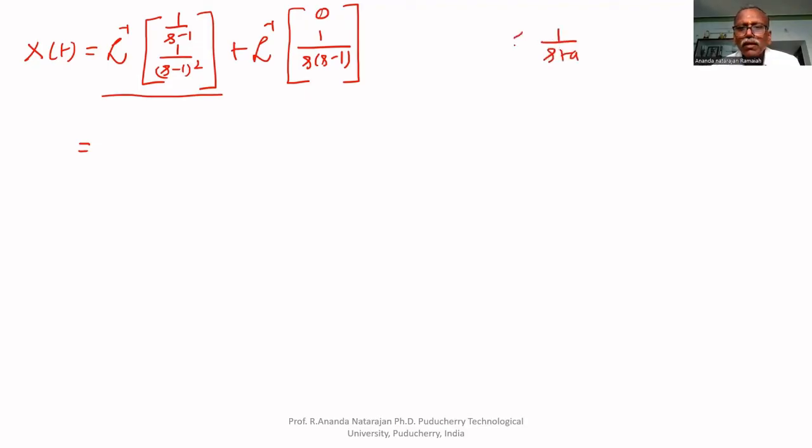So what is the solution? X of t equal to Laplace inverse of 1 by S minus 1, 1 by (S minus 1) whole square, plus Laplace inverse of 0, 1 by S multiplied by (S minus 1). We have to do the partial fraction here. If you find the Laplace inverse, 1 by S plus A, Laplace inverse of 1 by S plus A equals e power minus AT. Therefore, for this, what you will get?